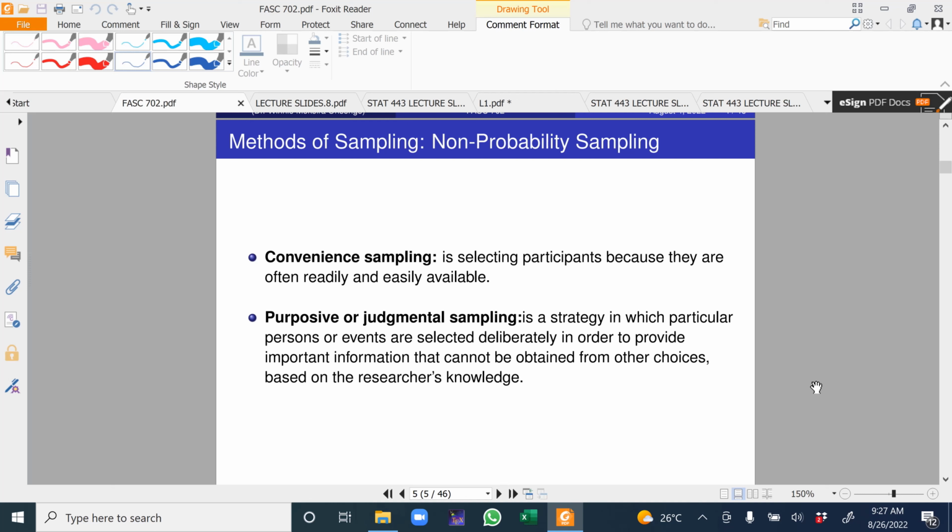So if you know that the people who are ideal for my study are from this particular area, you just go to that particular area and identify your participants into your study. Now, the problem with non-probability sampling methods is that there is a very high likelihood of your participants not being a representative of the population.